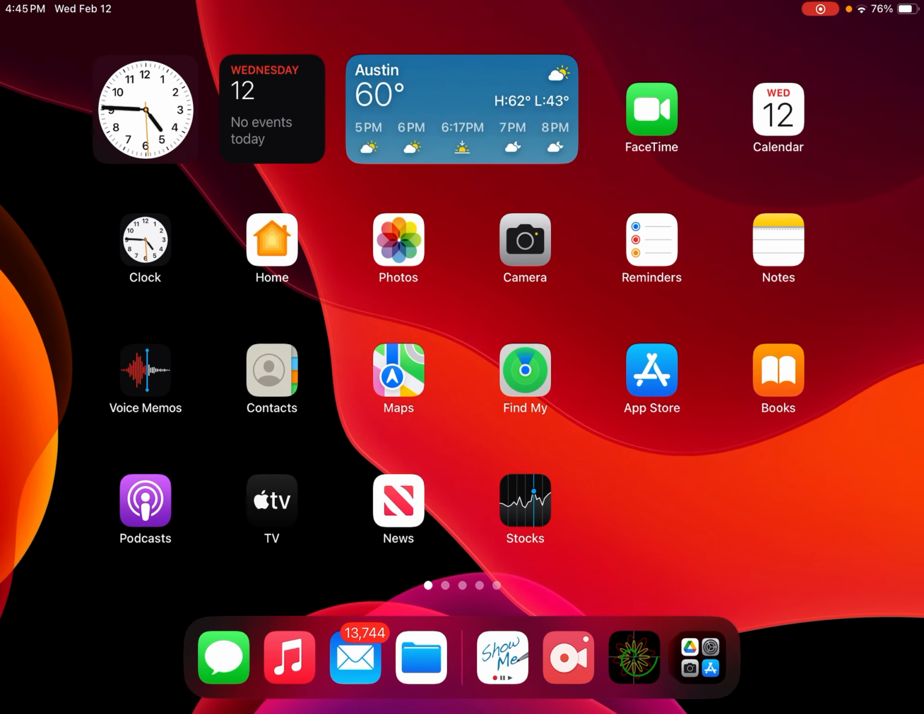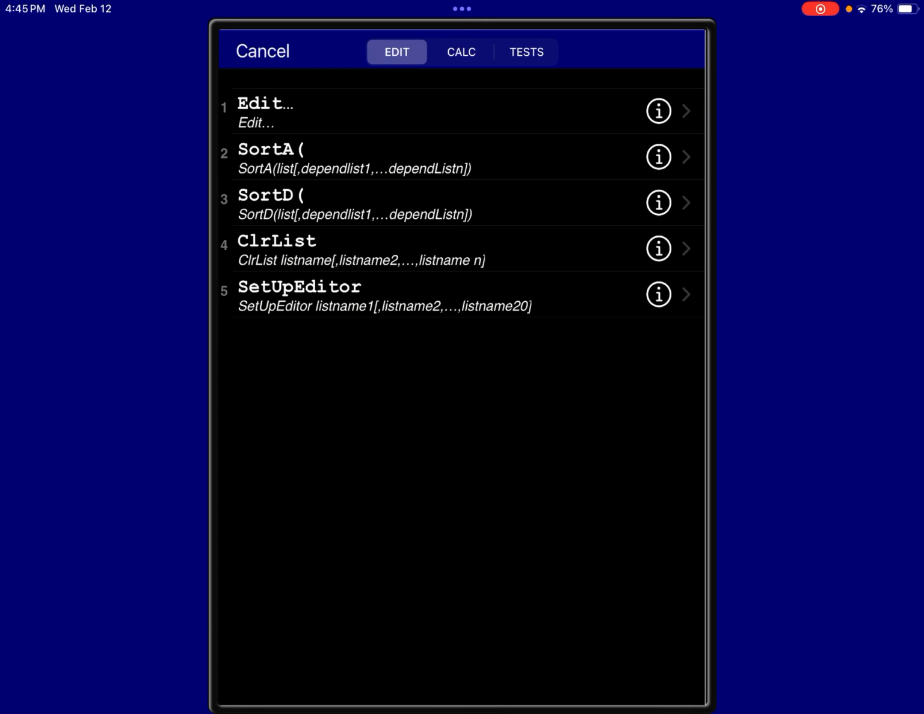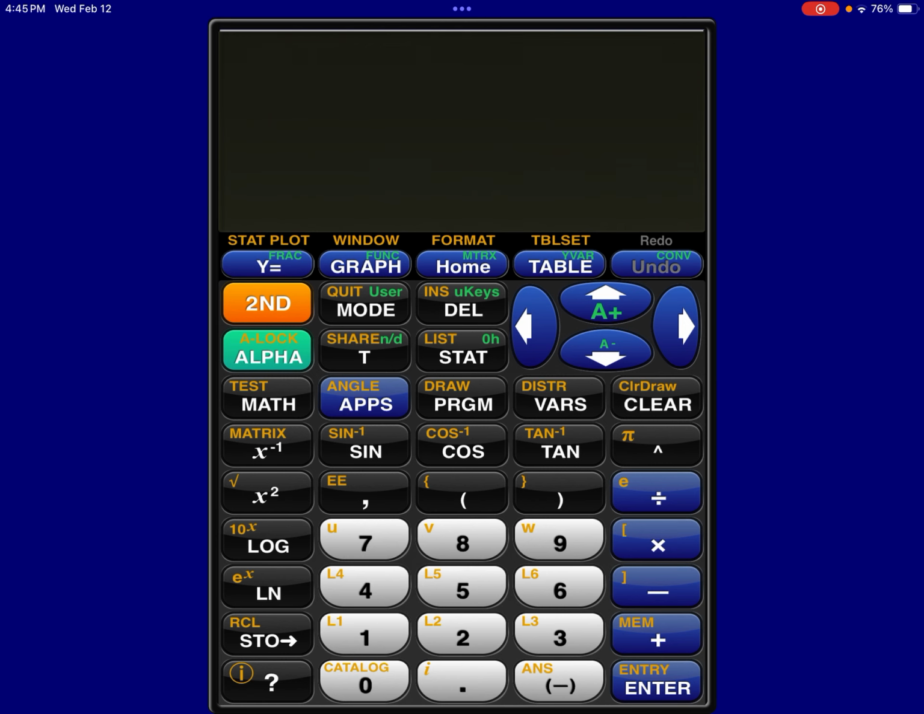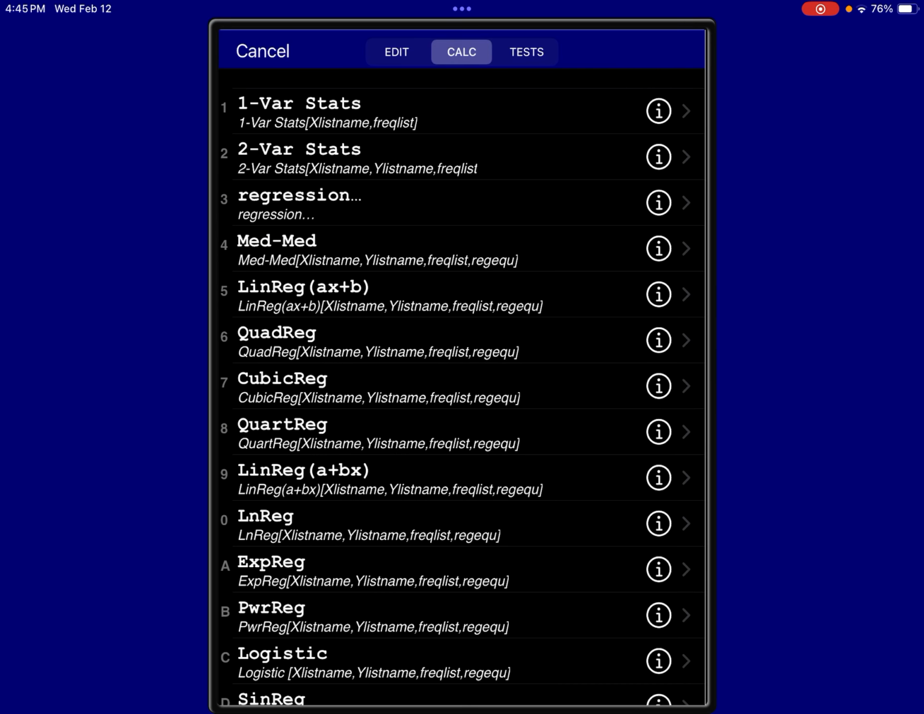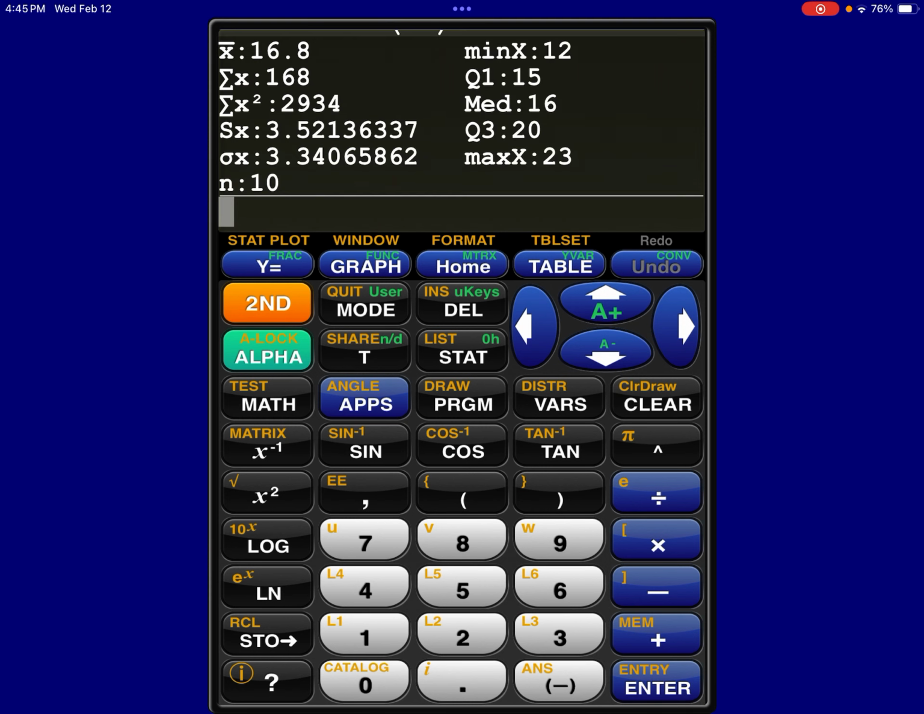So just to give you a heads up, y'all, what I did here, let me clear this out, is I went ahead to my calculator and I entered all those numbers in. Okay, so all my numbers are there. Let's go ahead and stat. Let's go to calculate. We're going to do our one variable stats for my list 1.